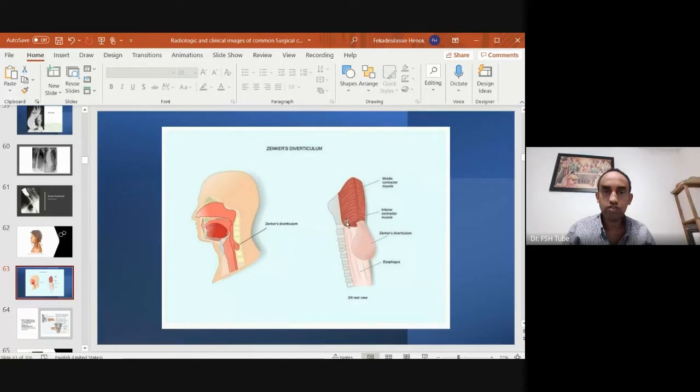Here is a diverticula, it's protruding through the pharyngeal wall. Do you know the area, the name of the defective area?